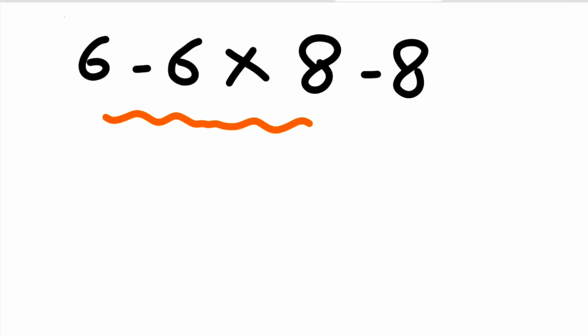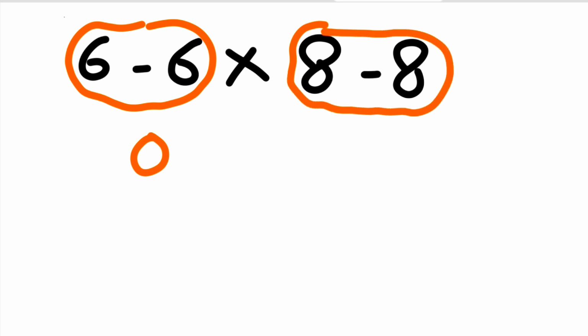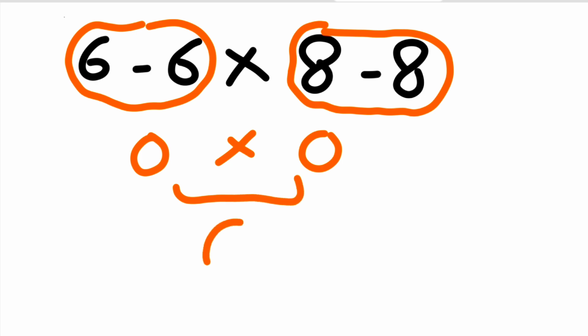Look at this question: 6 minus 6 times 8 minus 8. If you look at this portion, 6 minus 6, after solving we will get 0 here, and the other portion is 8 minus 8, which will also give us 0. So 0 times 0, our answer will be equal to 0, or nothing.